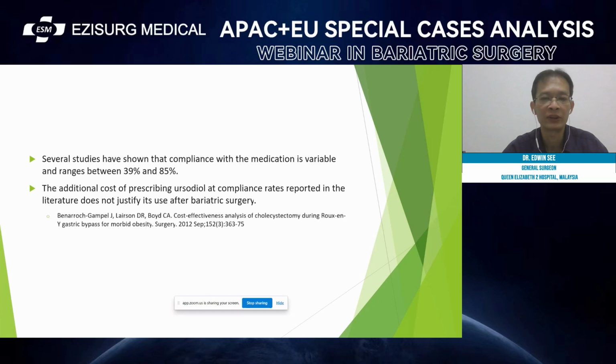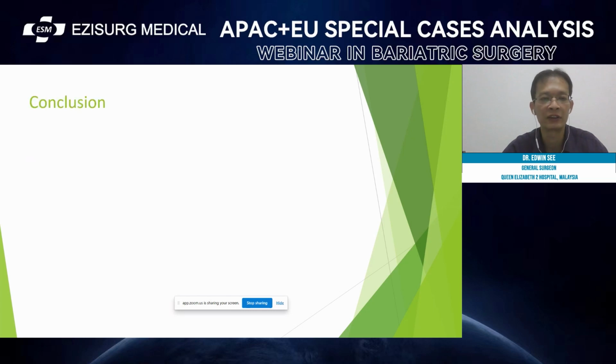However, there are studies that show the compliance with this medication is variable, from 40 to 85%, and some may say that it's not justified to use after bariatric surgery.